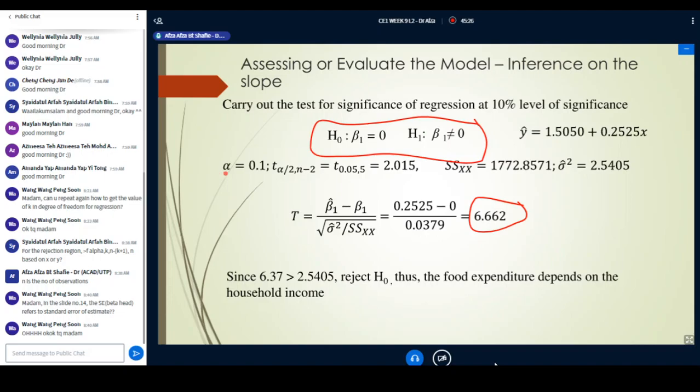If I do not want to use this, I can also use the p-value technique. So I'm going to get a value of 6.662. I copy paste from the other one. 6.662 is greater than 2.5405.